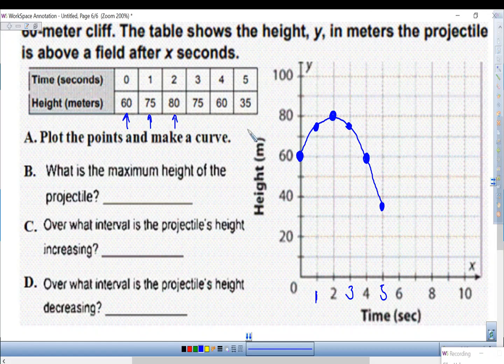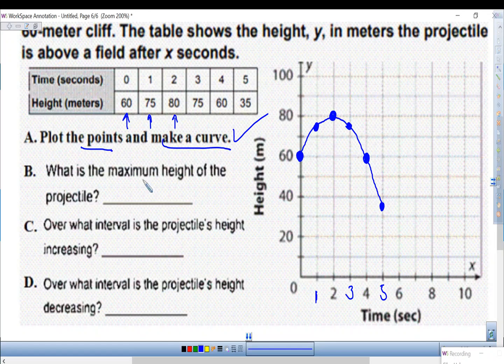A, plot the points, make the curve. Did I do that? Yes. Make sure you address that. Pay attention to this. Look up to the screen. Did I plot the points? Yes. Did I make a curve? Yes. I'm telling you this because other years I've had students that plot the points, and guess what? They don't make a curve, so I dock a point. What does it say? Plot the points, make a curve.